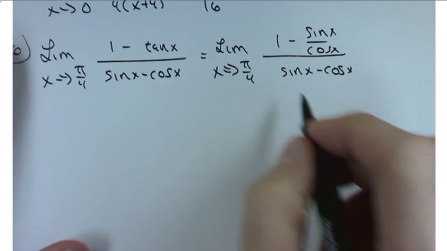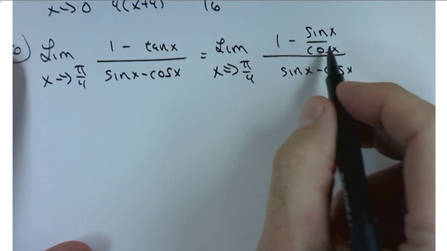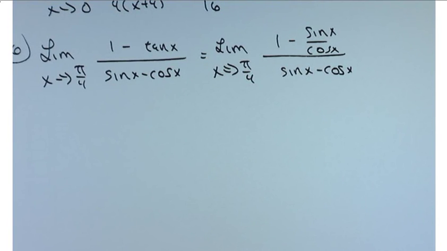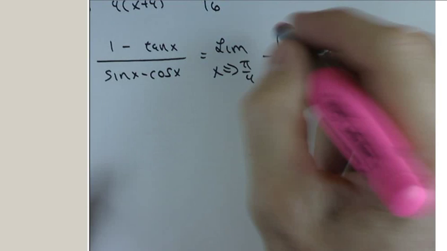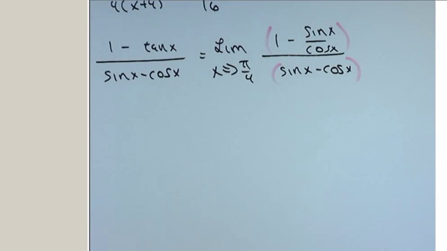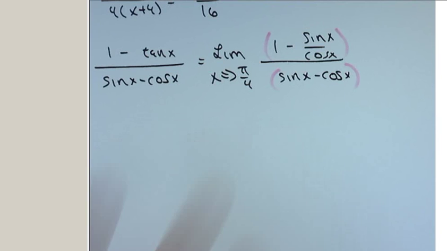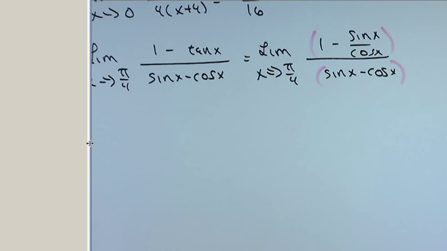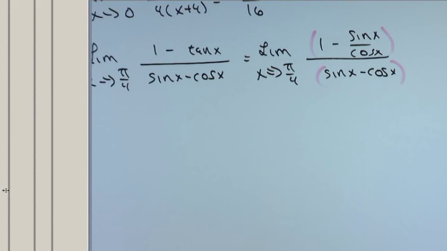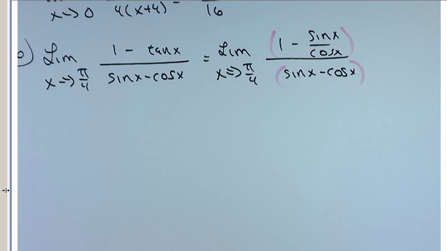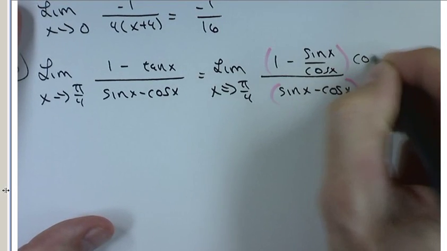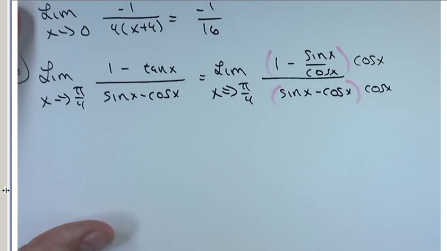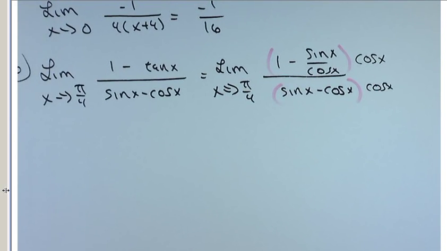Okay, so let's take a look at this one. There's really only one denominator, right? It's cosine of x. So your lowest common denominator is just cosine of x. So I'm going to multiply the numerator and denominator by cosine of x. Now when I do that, I'm going to leave the denominator by itself. I'm not going to mess with it.